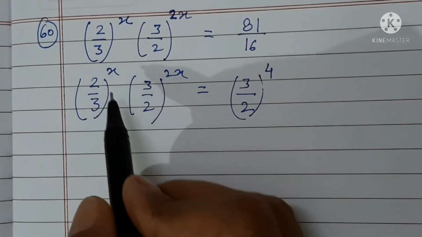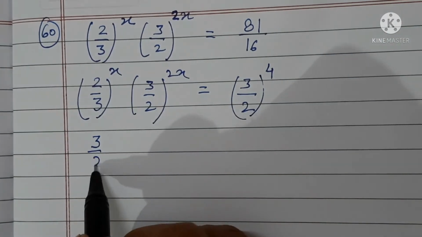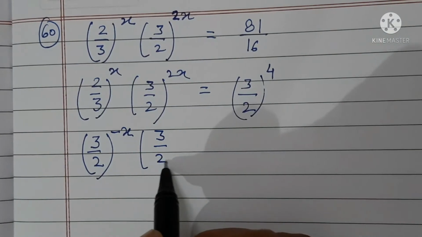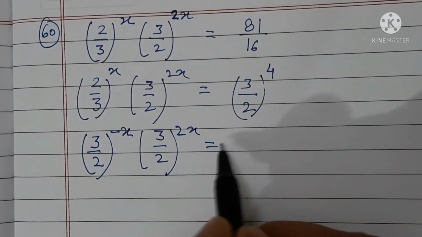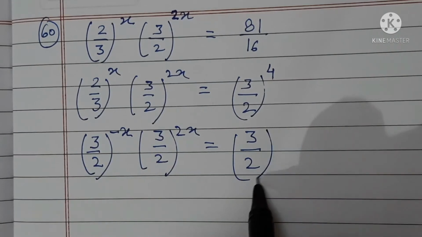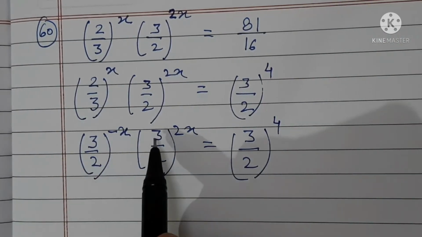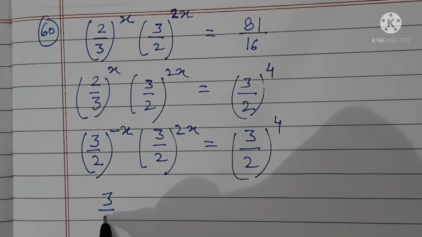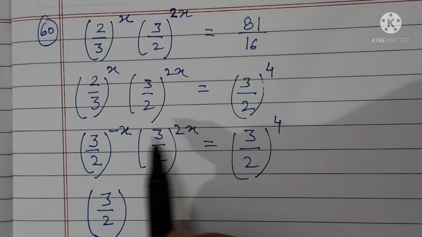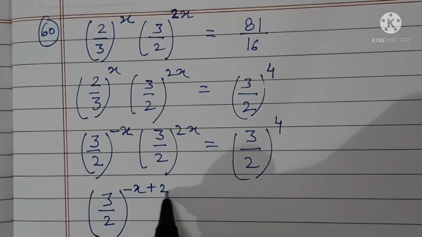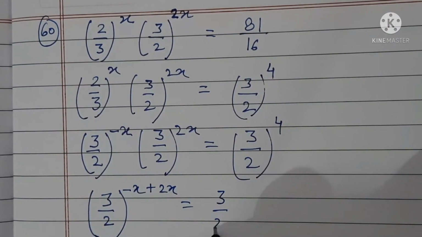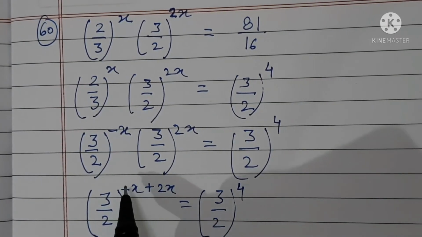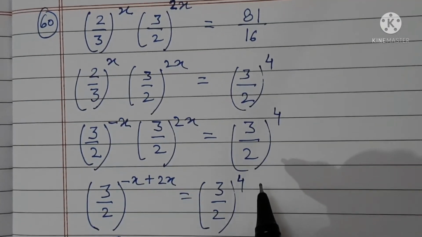So you will make this base as 3 upon 2 by reciprocate these numbers. So power will be negative. You can write it 3 upon 2 to the power of minus x. And this is 3 upon 2, 2x. This is 3 upon 2 to the power of 4. Now base are same, so powers will be added. So you can write it 3 upon 2 to the power of minus x plus 2x is equal to 3 upon 2 to the power of 4. Here base are same, so powers will equate like this.